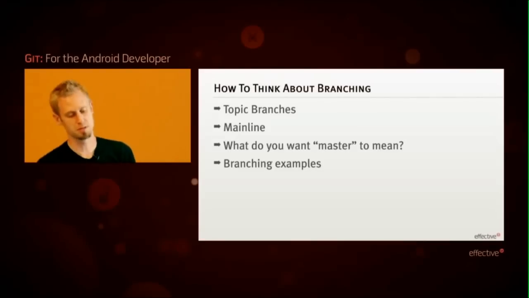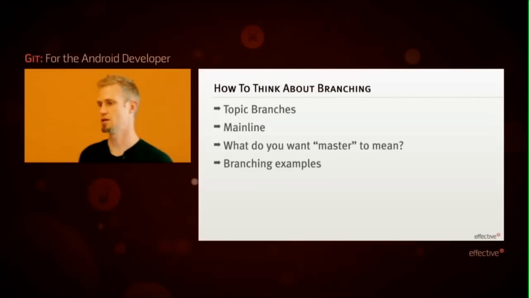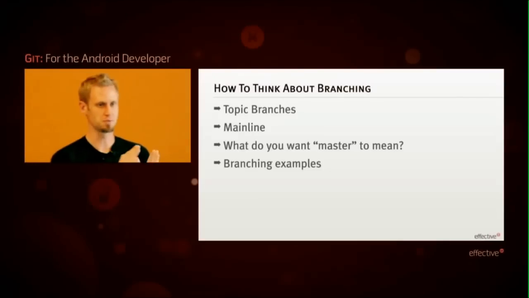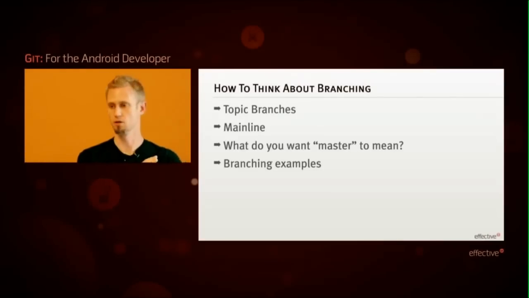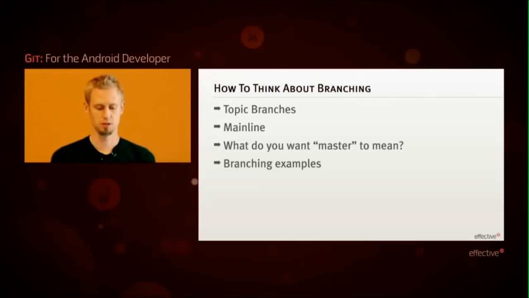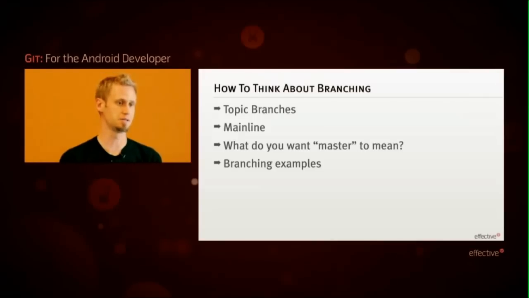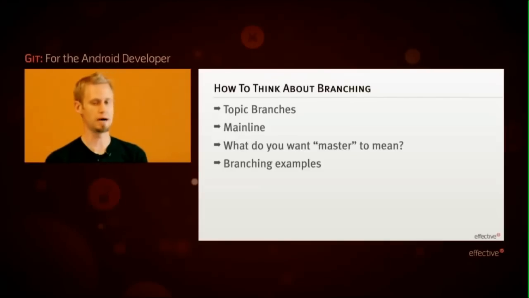So here's some concepts. The main line, people usually talk about the main line. That's where most likely something is going to come out of to go to the market or go to production, depending on what type of project you're working on. That's usually master in Git. It doesn't have to be because master is nothing special. But you decide on your team what you want master to be.